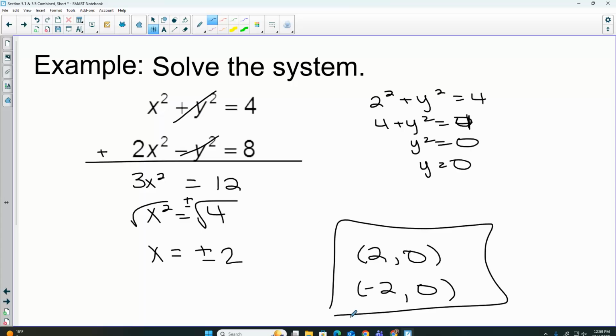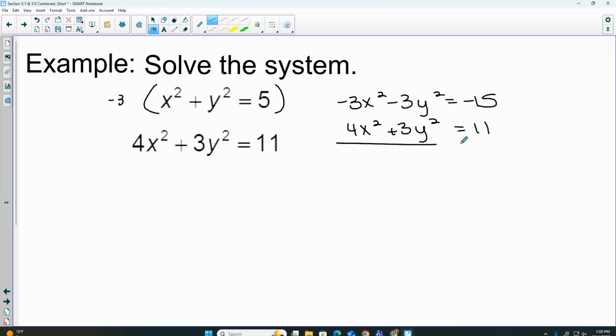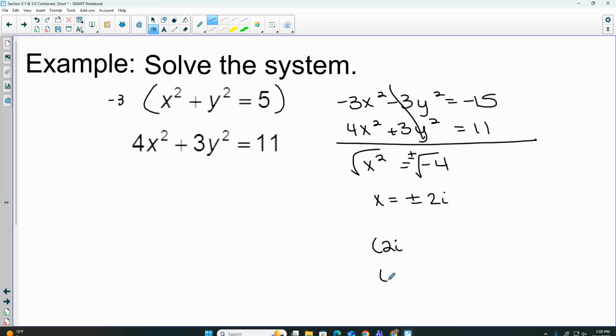Is that one okay? Let's do one final problem. All right, can I just add these together and get something to cancel? No, so what do we do instead? Multiply the top by -3. Okay. So if we add these together, we get x squared plus cancel equals -4. And I square root, what's the square root of -4? 2i. We can have that, so 2i is a point and -2i.